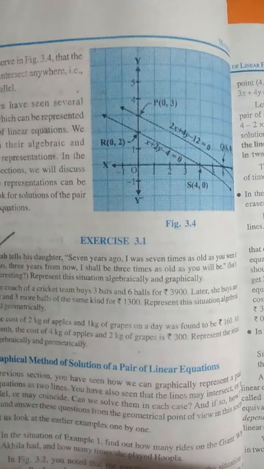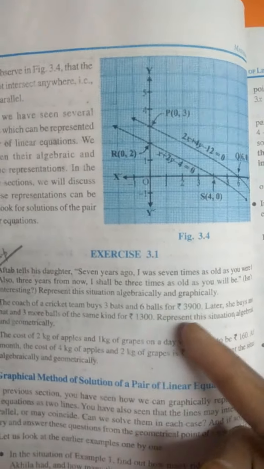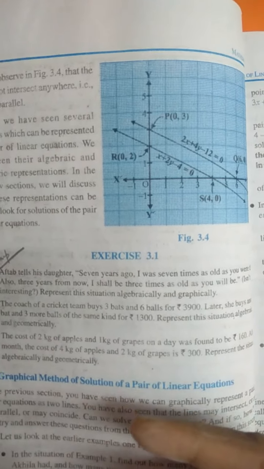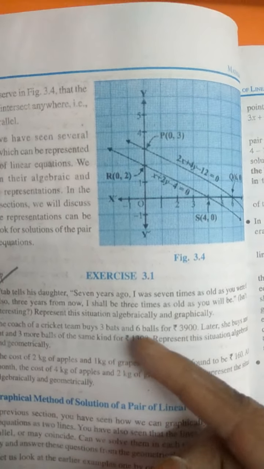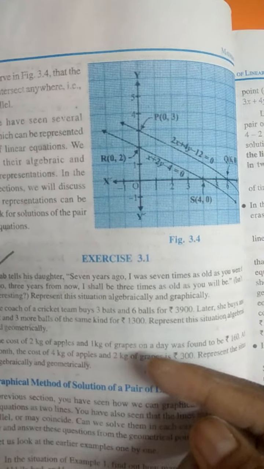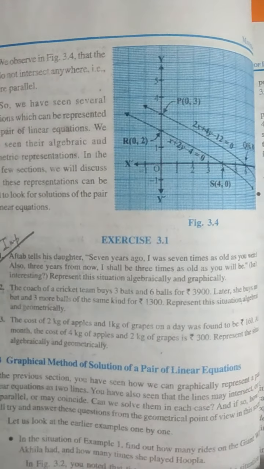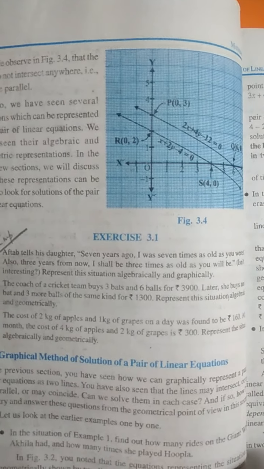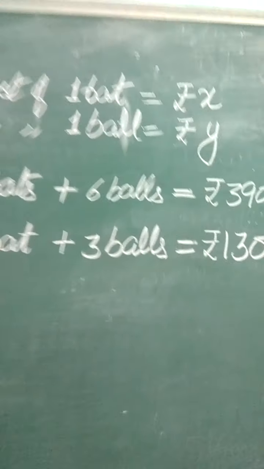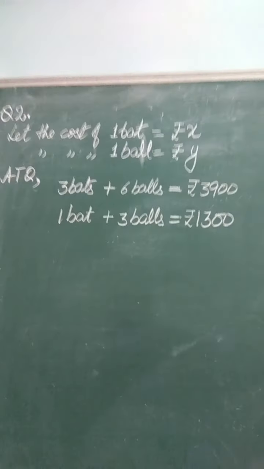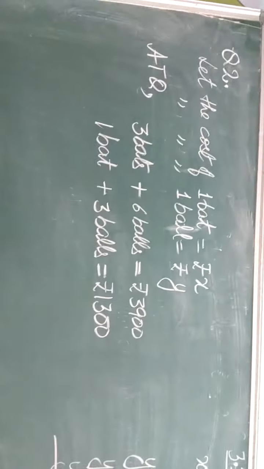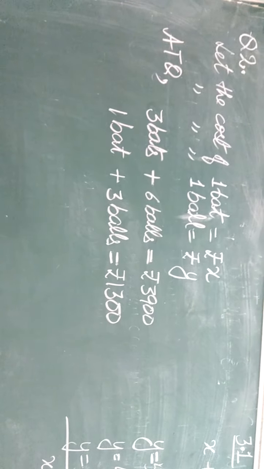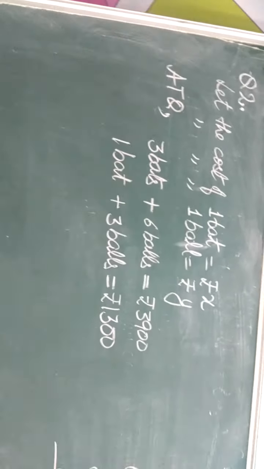Now dear students, the total cost is given to us, so we have to make the equation of the cost. But the number of bats and balls are mentioned, while the cost of each is not given. So let us assume the cost of a bat as X rupees and the cost of a ball as Y rupees. Let the cost of 1 bat be X rupees and the cost of 1 ball be Y rupees.